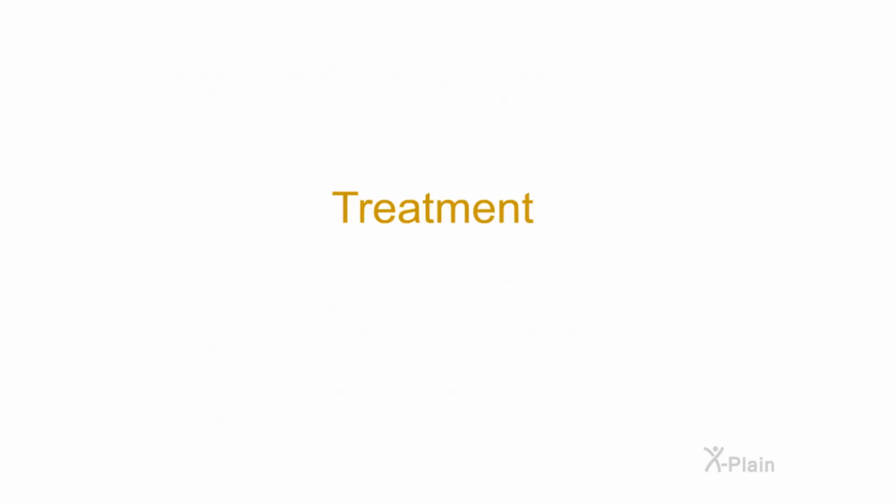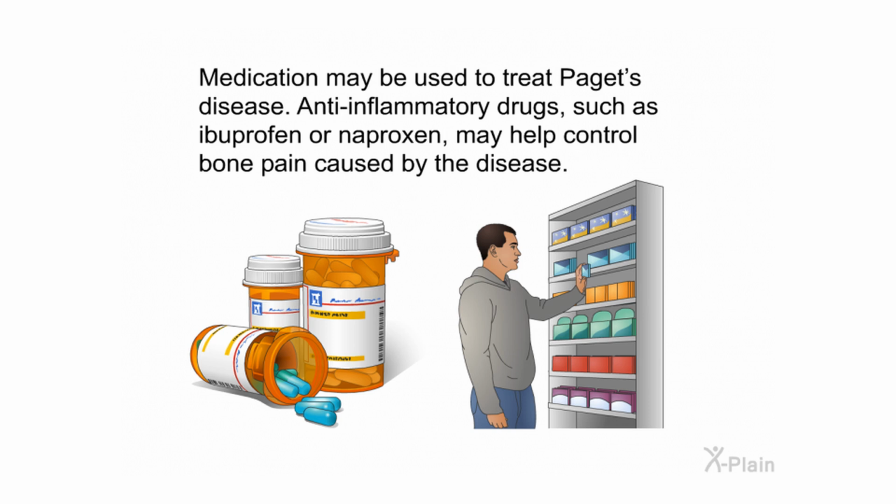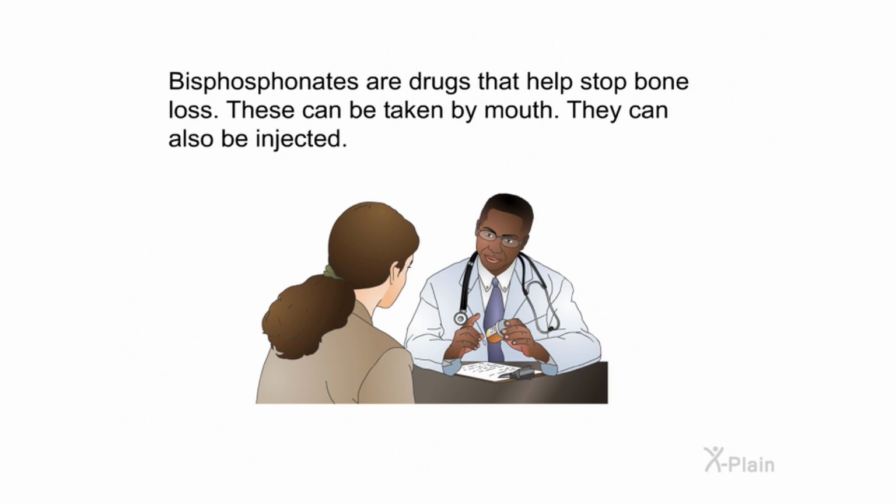Treatment. People with Paget's disease of bone that have no symptoms often do not need treatment. Medication may be used to treat Paget's disease. Anti-inflammatory drugs, such as ibuprofen or naproxen, may help control bone pain caused by the disease. Biphosphonates are drugs that can help stop bone loss. These can be taken by mouth. They can also be injected.